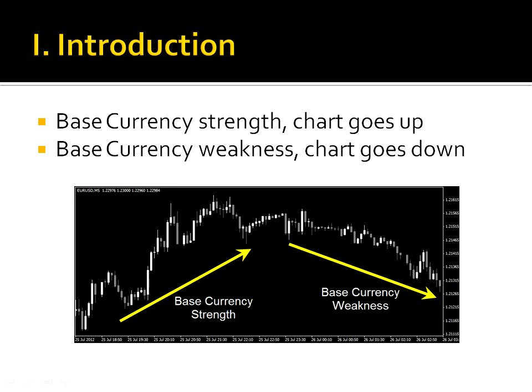As we look at a chart, we'll notice it goes up and goes down. The base currency, which is the first currency in the pair, as it gains strength compared to the second currency, as the base currency gets stronger, the chart will go up. And as the base currency weakens, the chart will go down. The weaker the base currency is in relation to the quote currency, the more the chart will fall.